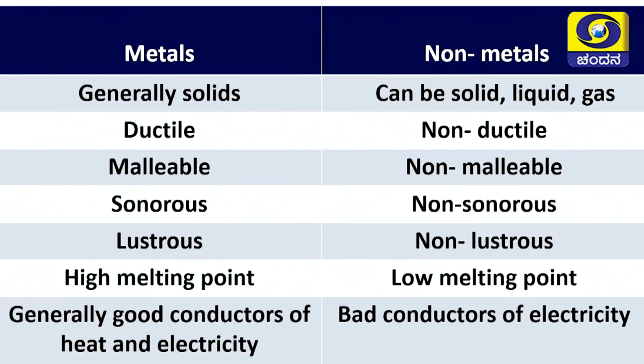Metals are usually lustrous and non-metals are non-lustrous. Metals have a high melting point. Non-metals have a low melting point. Generally, metals are good conductors of heat and electricity, whereas non-metals are bad conductors of electricity. Some exceptions are there that we have learned in the first session itself. Okay, understood, children? This is the brief summary of what we have learned in the first session.